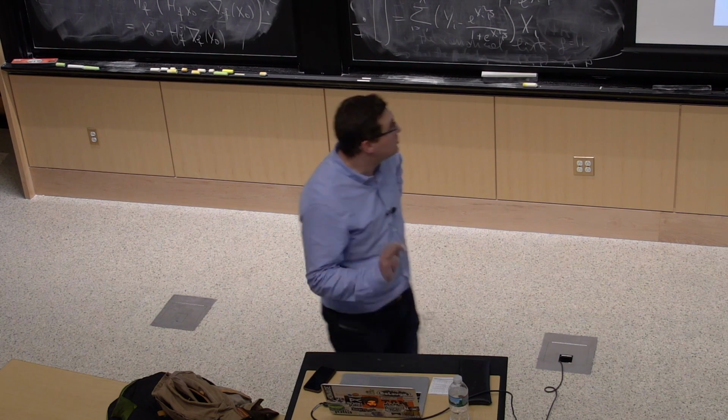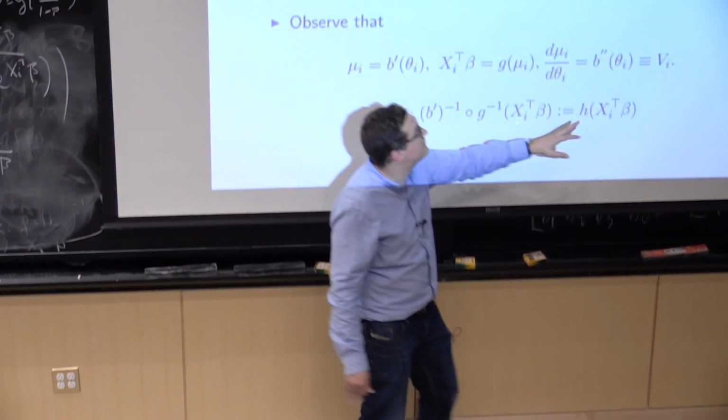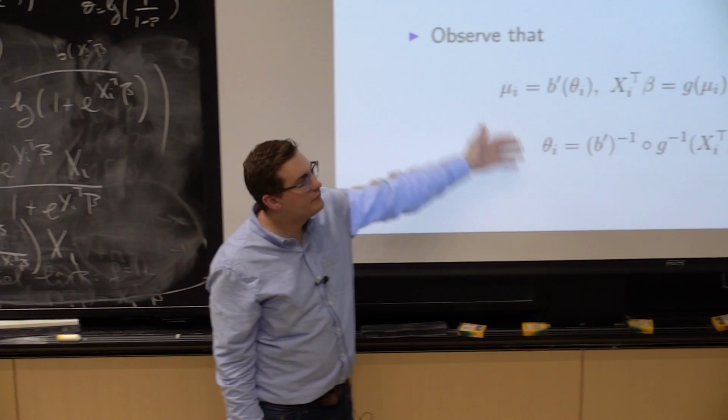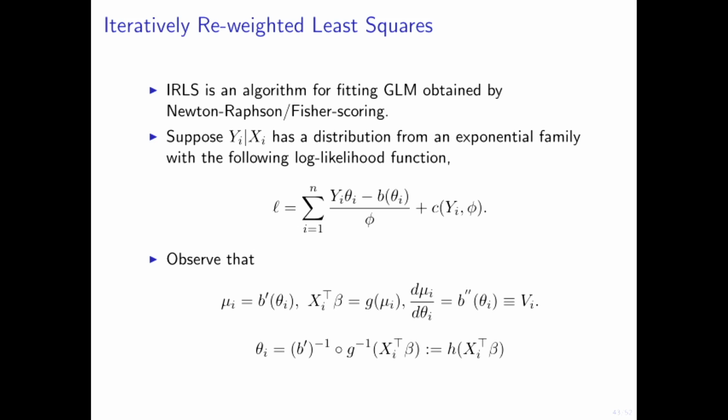All right? So this is just a reminder of what we had. We have that yi given xi is distributed according to some distribution in the canonical exponential family. So that means that the log likelihood looks like this. Again, this does not matter to us. This is the form that matters. And we have a bunch of relationships that we actually spent some time computing. The first one is that mu i is b prime of theta i. The second one is that if I take g of mu i, I get this systematic component, xi transpose beta.